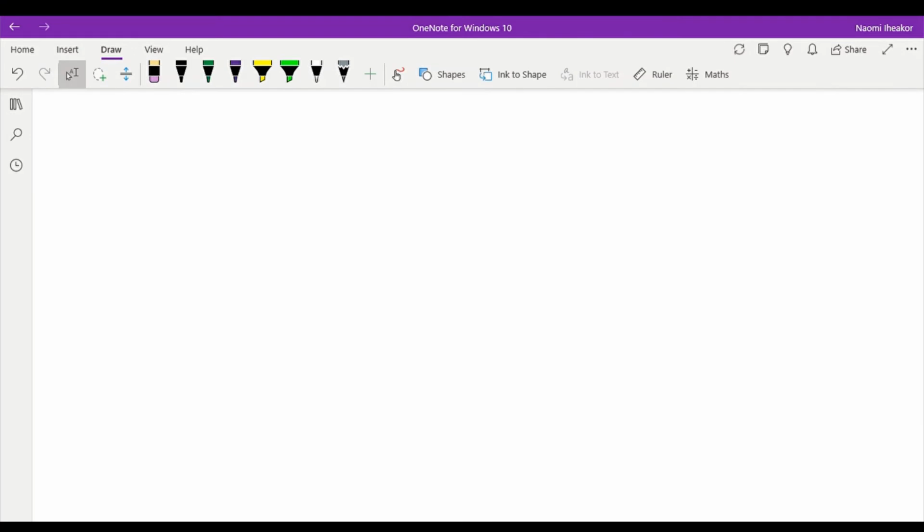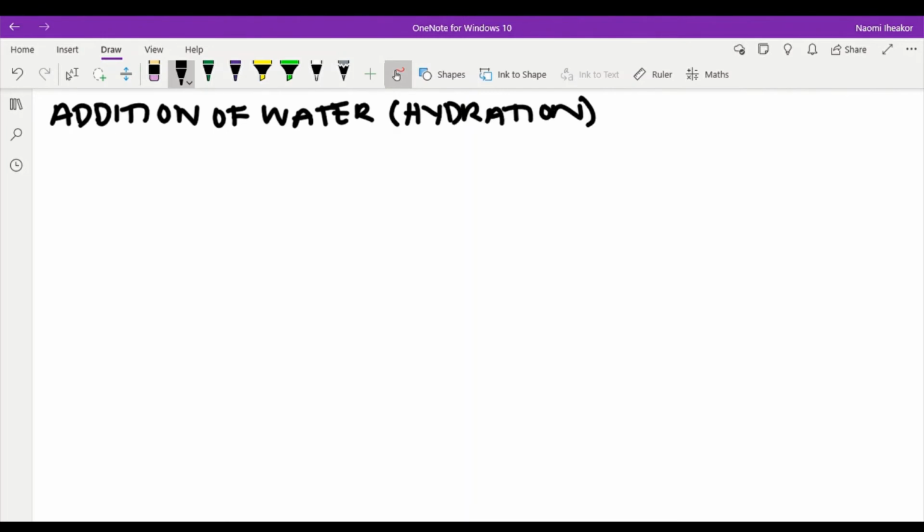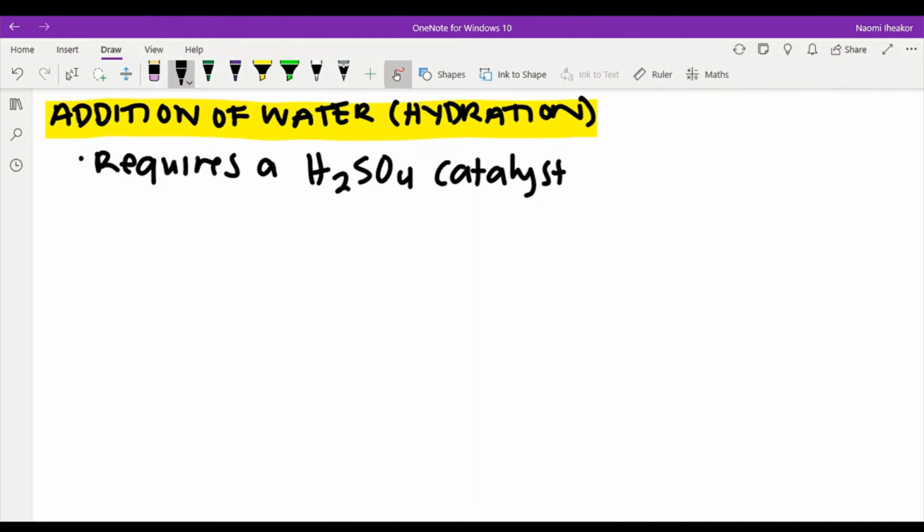Let's now have a look at the addition of water, which is also referred to as hydration. Now, hydration, we need to understand that it requires a sulfuric acid catalyst. So the formula for sulfuric acid is H2SO4. So let's have a look at how this sulfuric acid catalyst is going to help us in the addition of water.